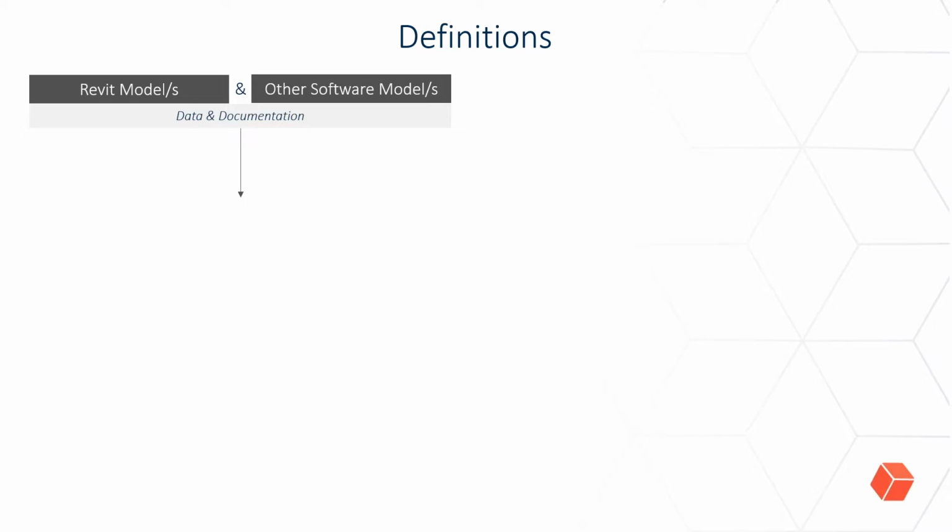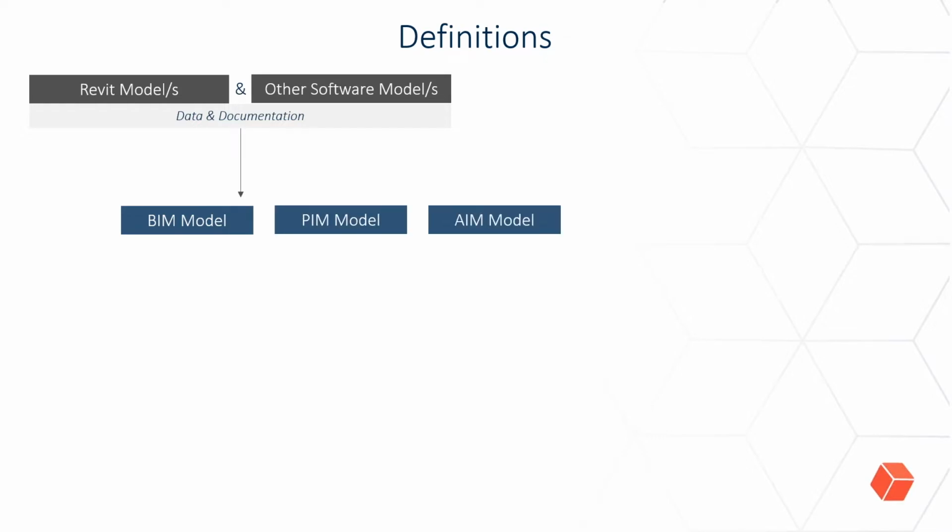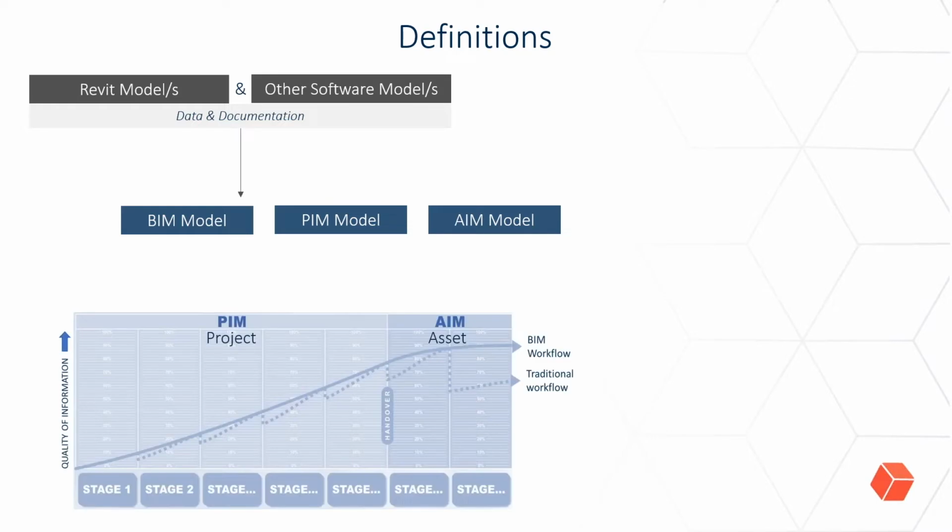Now, these things, your Revit models, other software and data and documentation, they then become the BIM model, as is commonly known in the industry. Some of you have also maybe heard the term a PIM model or an AIM model. If you're confused by this, that is why I wanted to just make sure we're all on the same page.